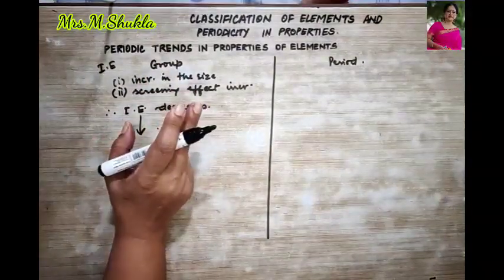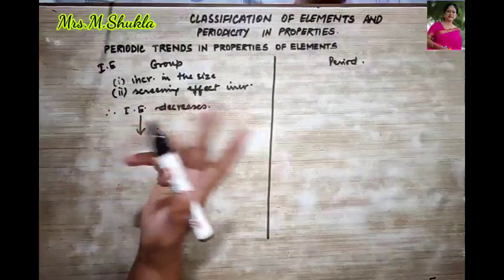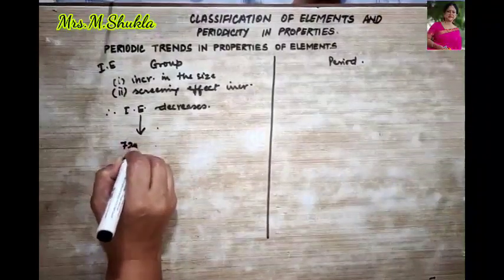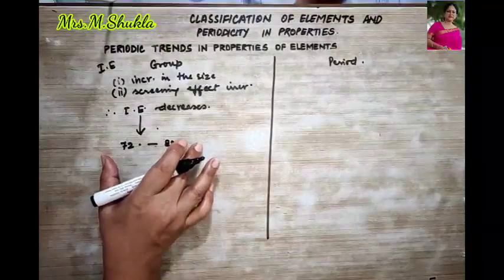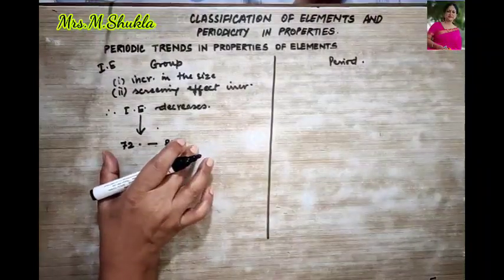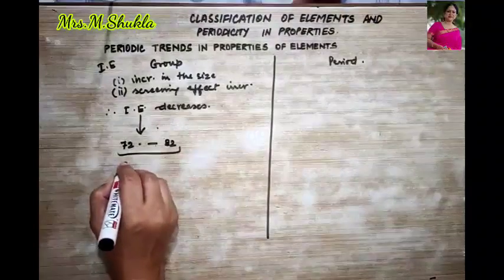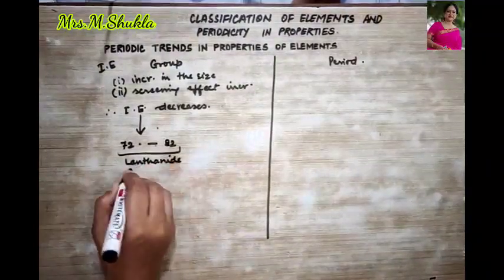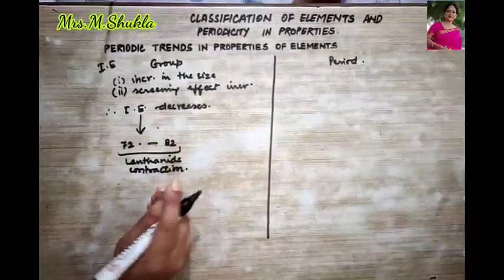There is an exception to this trend after the element with atomic number 71, that is, atomic number 72 to atomic number 82. There is an exception due to lanthanide contraction. Over here we observe lanthanide contraction. Okay, this will be explained to you later.